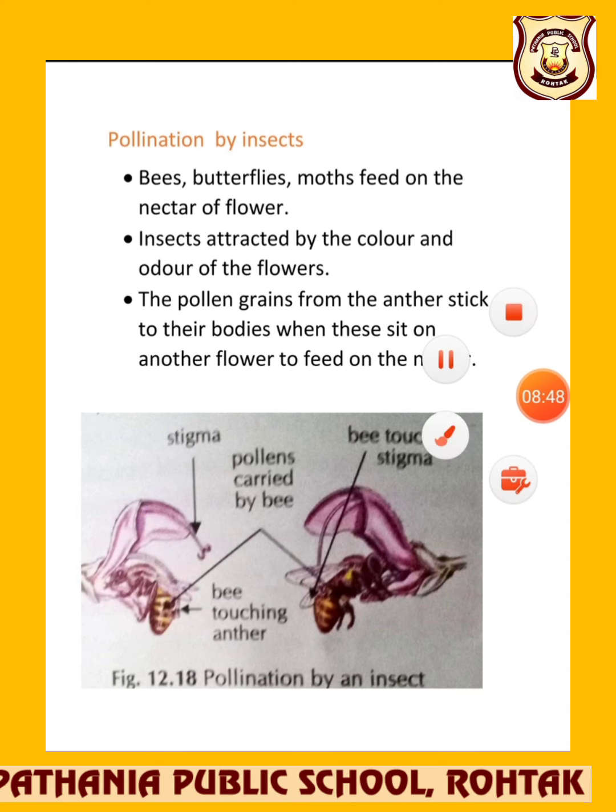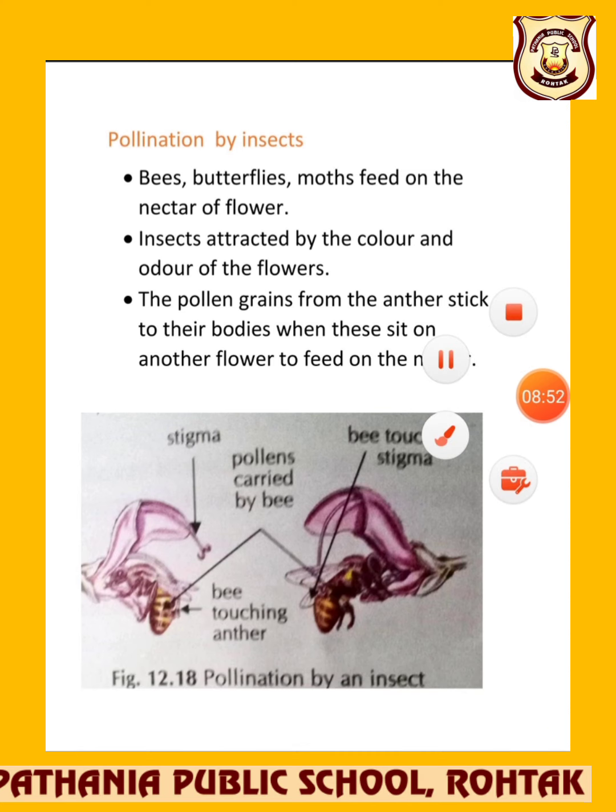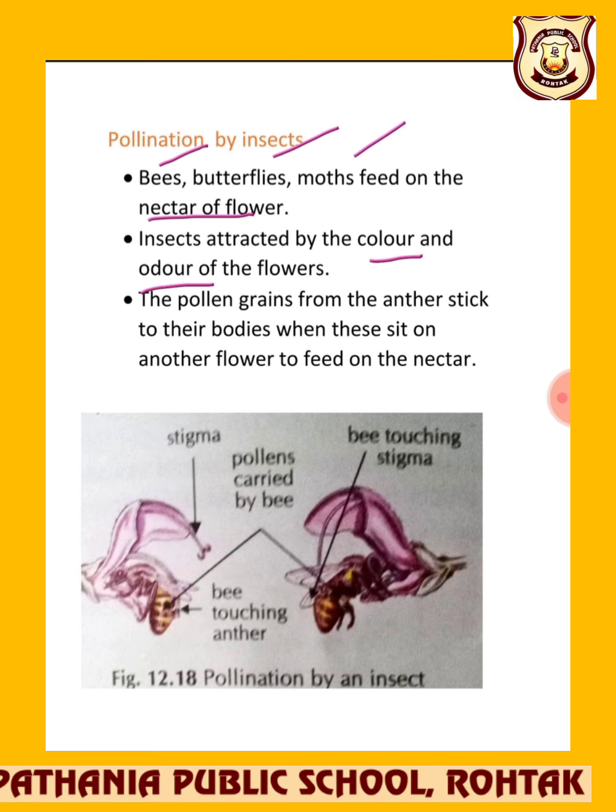Pollination by insects. How the pollination takes place is by insects. The insects include bees, butterflies, and moths. They all feed on the nectar of the flower. Of course, these insects, meaning butterflies, are attracted due to the color, fragrance, and odor of the flower. So they come to the flower for sucking the nectar.